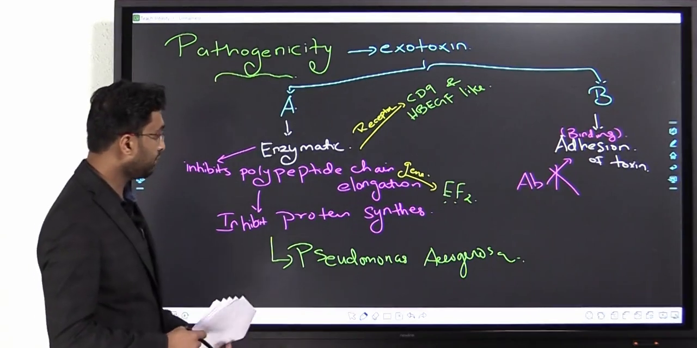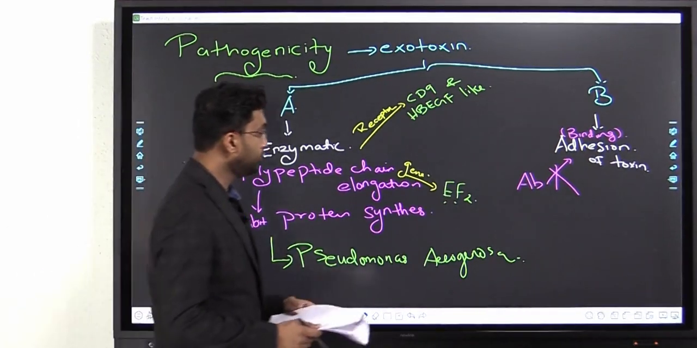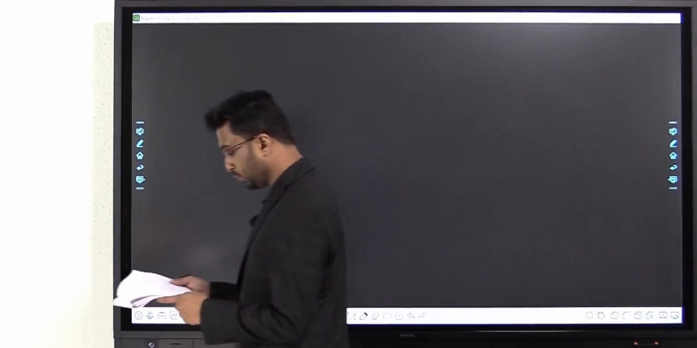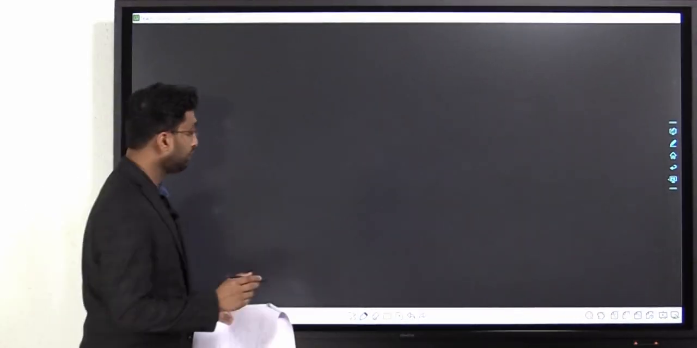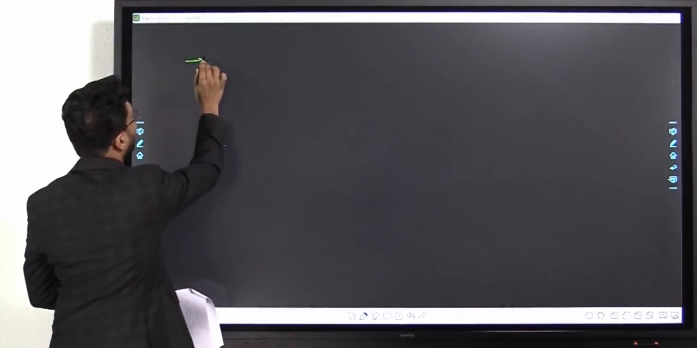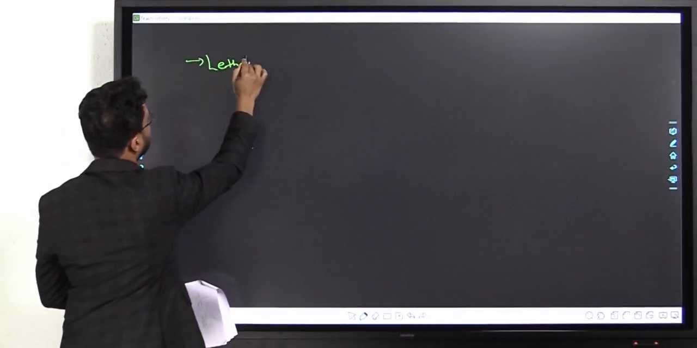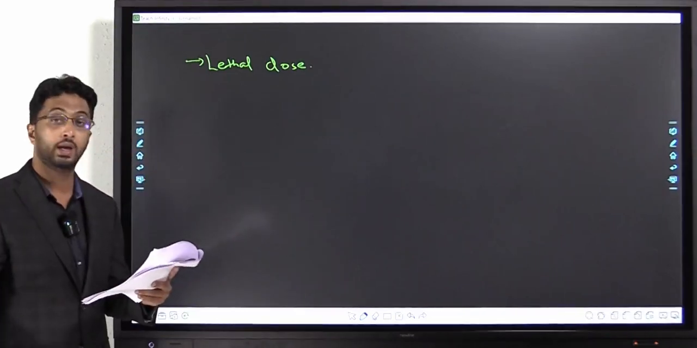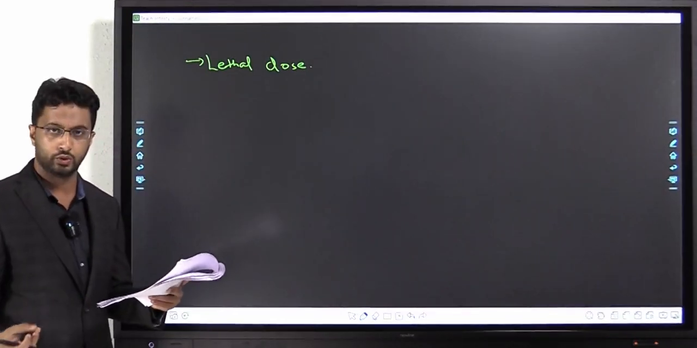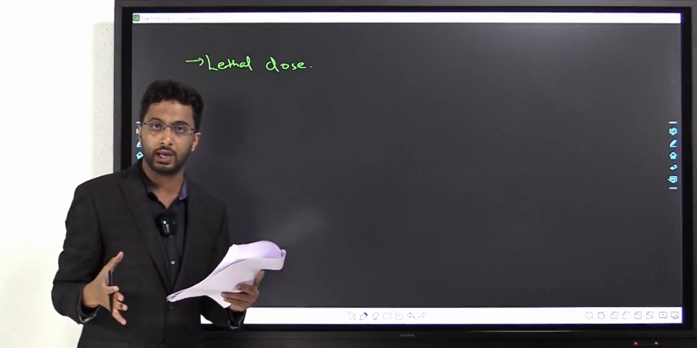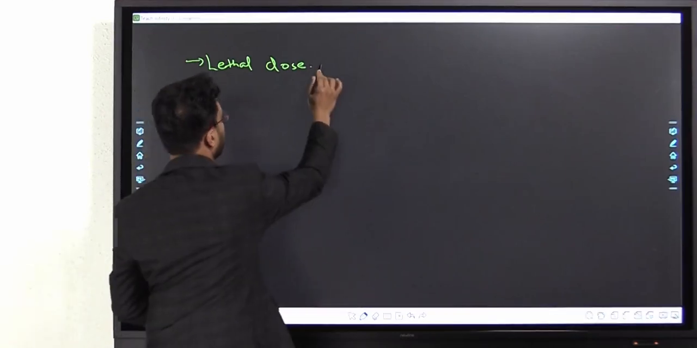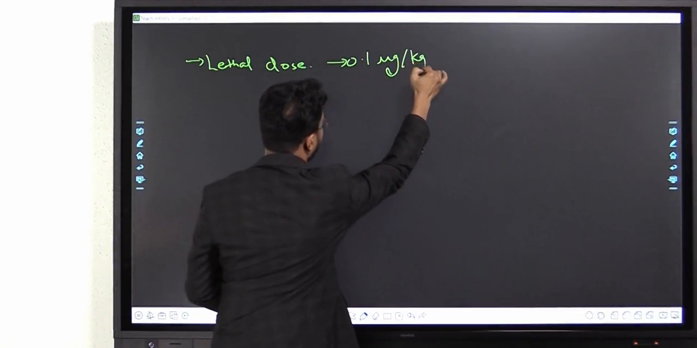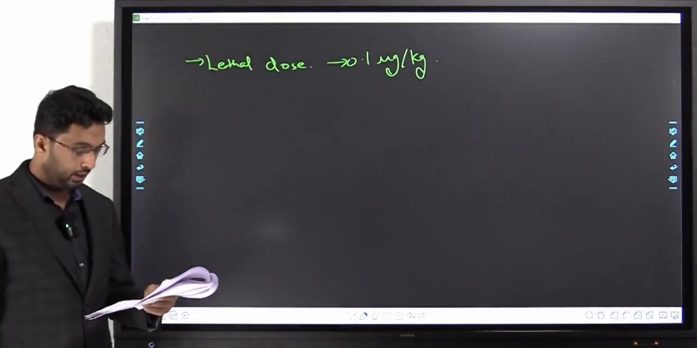The same mechanism is there for Pseudomonas aeruginosa. Okay. Now, a little bit more detail, because this is very important. The lethal dose: it's a very potent toxin, so even a small dose entering the body can kill the organism. Lethal means the dose which can kill the organism, which is 0.1 microgram per kilogram. Note this value: 0.1 microgram per kilogram.